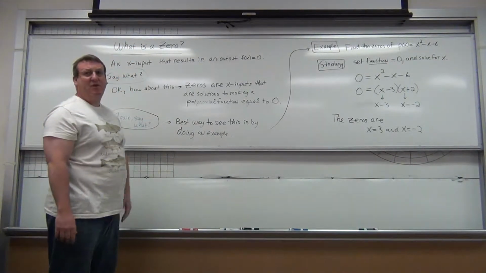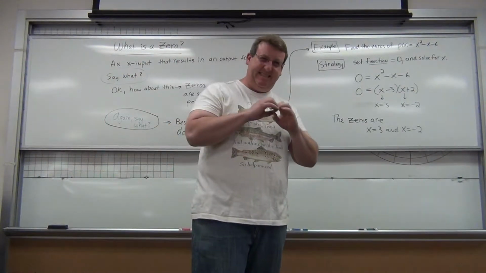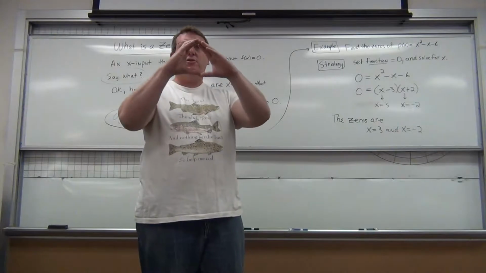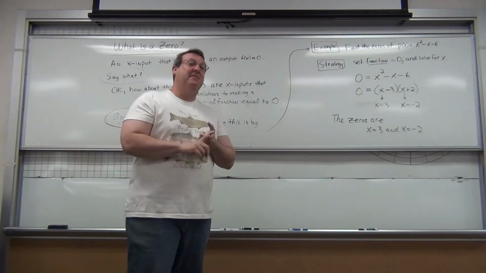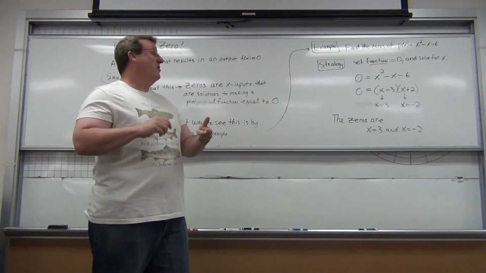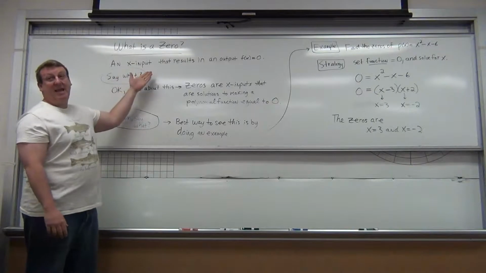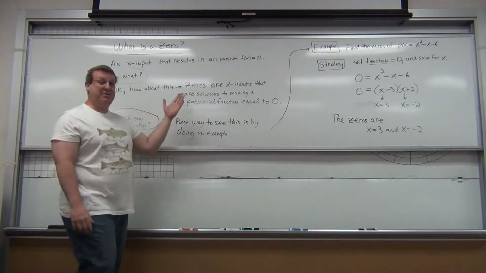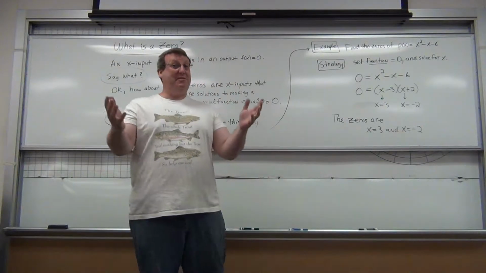We're going to cover something called a zero. Notice my crazy accent, zero. I'm not talking about the value of zero or nothing or nada. I'm talking about something very important in math called a zero. Well, let's define it. A zero is an x input that results in an output f of x equal to 0. Clear as a bell, right?